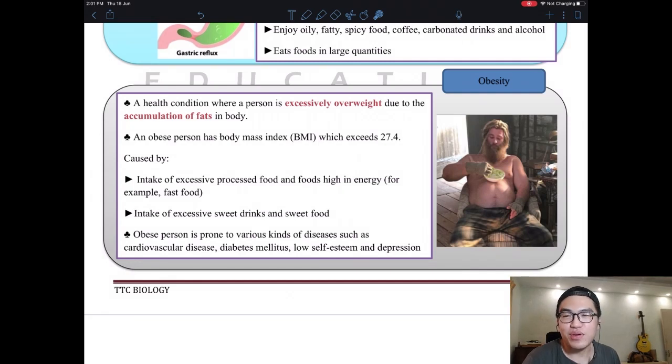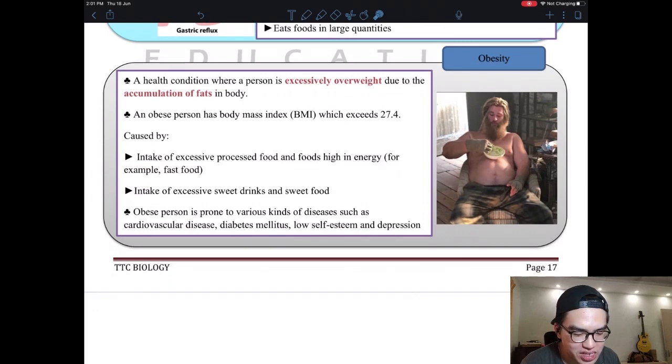If you have a protruding gut, if you have a very big stomach, you are fat. You might say, oh, my BMI is normal. No, you're not. You're fat. You need to stop eating. It is caused by intake of excessive processed food and food high in energy, for example fast food, and excessive sweet drinks and sweet food. An obese person is prone to various kinds of disease. Like I said, if you are obese, you increase your risk of all types of diseases.